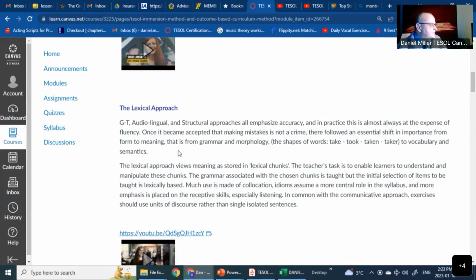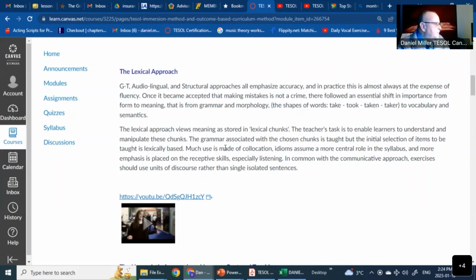The lexical approach views meaning as stored in lexical chunks. The teacher's task is to enable learners to understand and manipulate these chunks. The grammar associated with the chosen chunks is taught, but the initial selection of items to be taught is lexically based. Much use is made of collocation. Idioms assume a more central role in the syllabus, and more emphasis is placed on the receptive skills, especially listening. In common with the communicative approach, exercises should use units of discourse rather than single isolated sentences.